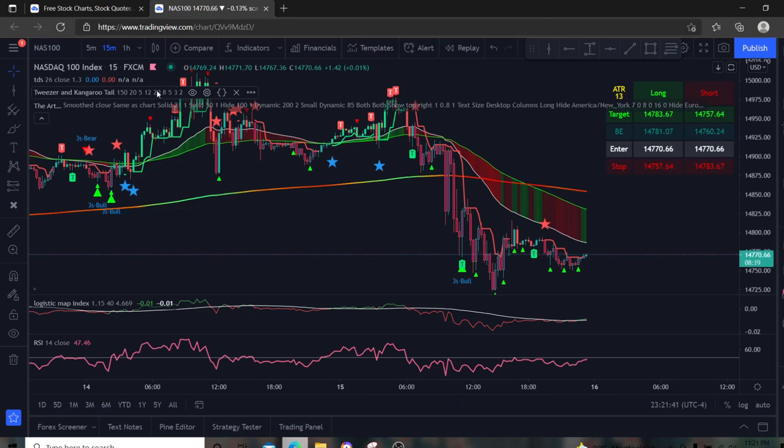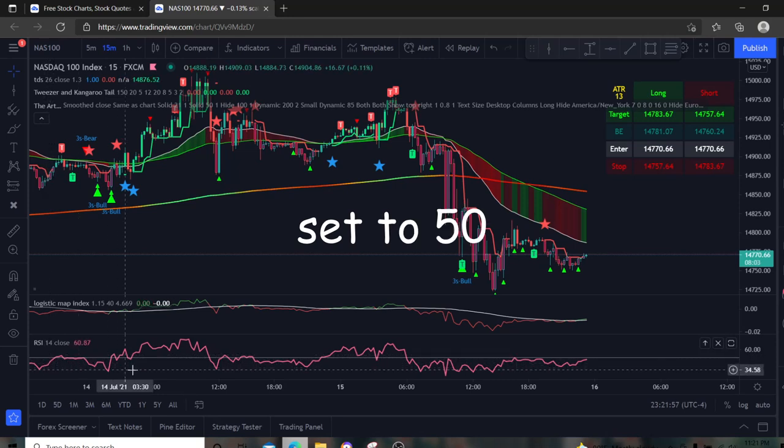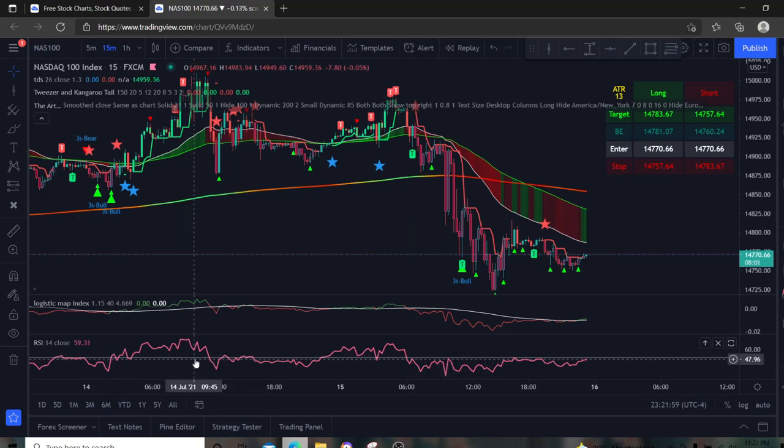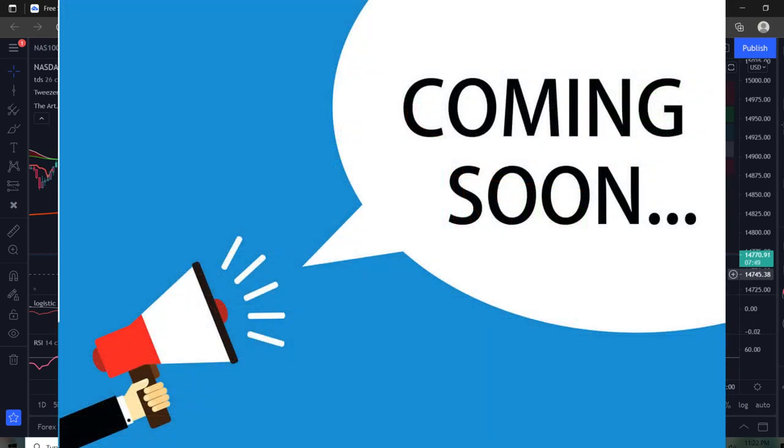There are lots of different tweezer top and bottom indicators. If this isn't the indicator for you, find another tweezer top one that you like, or just use your eyes to find them. The other indicator that I do keep on is the RSI. I like the RSI set to 50 as a way to help with divergence. The Arty indicator is going to have a divergence oscillator also, but that one is not available just yet. It is being updated to the 2.0 version and should be out in the next couple of days.